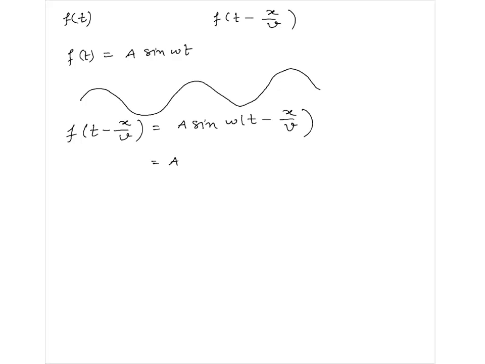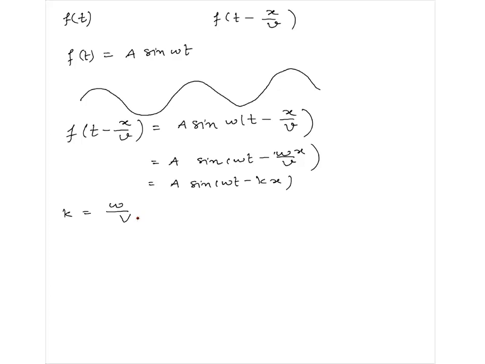And we like to write it in this manner, omega t minus kx, where k is omega by v. V is the wave speed.